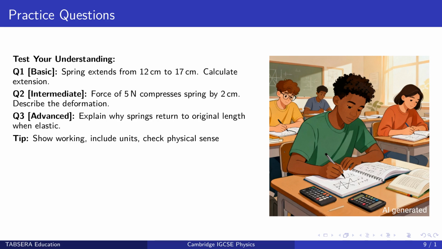Question 2 is intermediate. It states a force of 5 newtons compresses a spring by 2 centimeters. Describe the deformation. This requires you to apply compression concepts and explain the physical process.